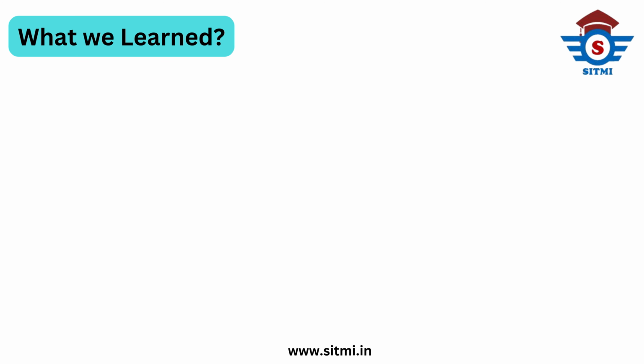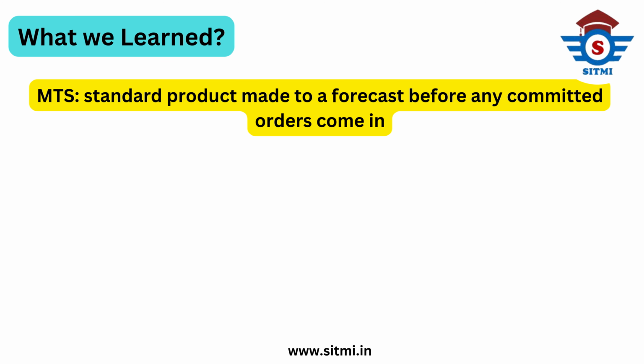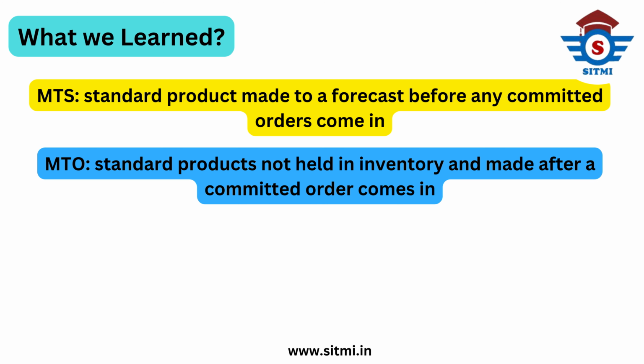So simply we have seen that make to stock is a standard product made to forecast before any committed order is received from the customer. Make to order is a standard product which is not held in inventory, and it is made only after a committed order is received from the customer.